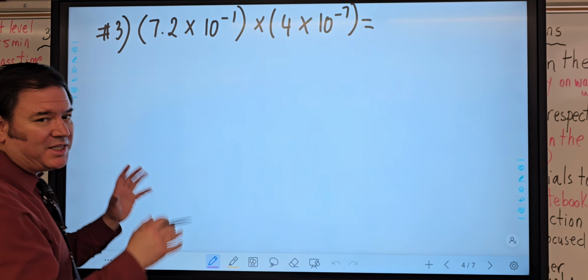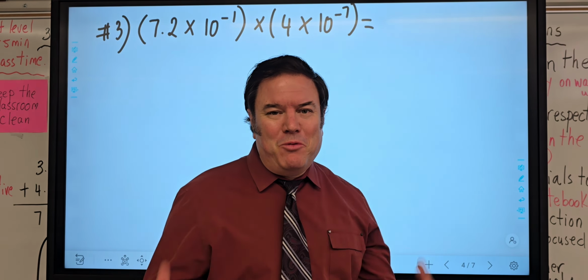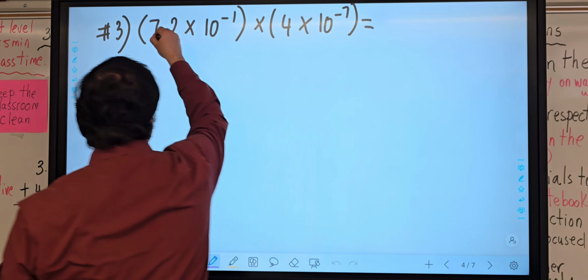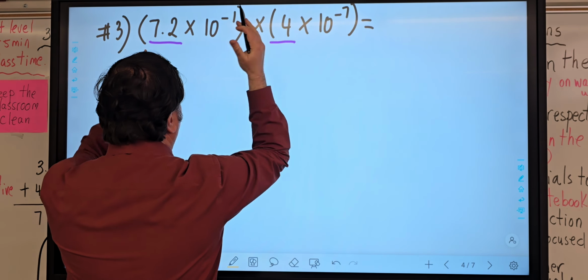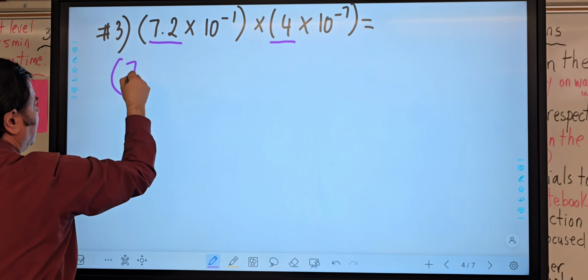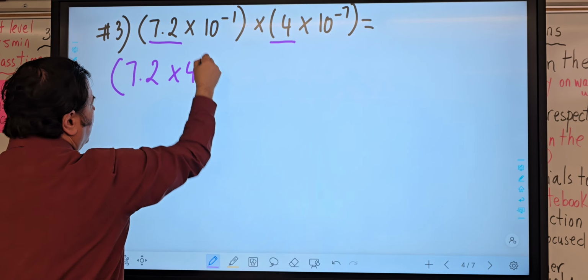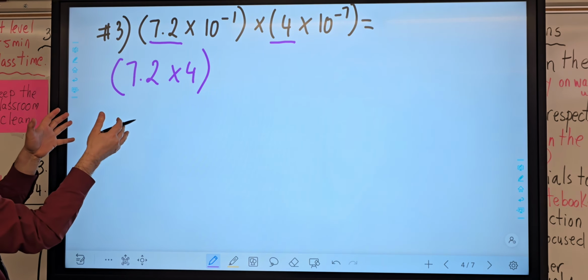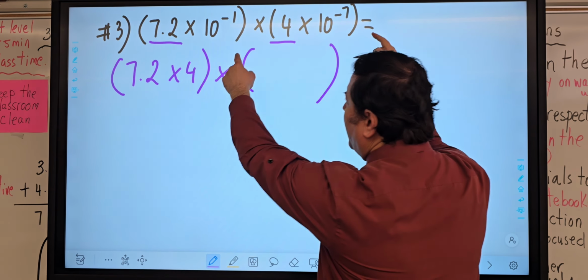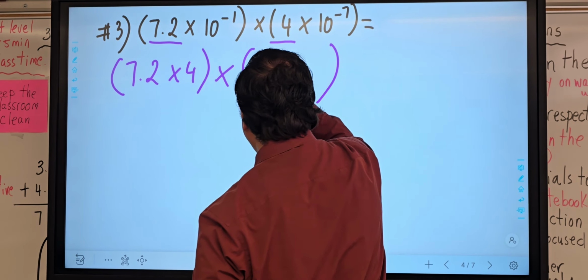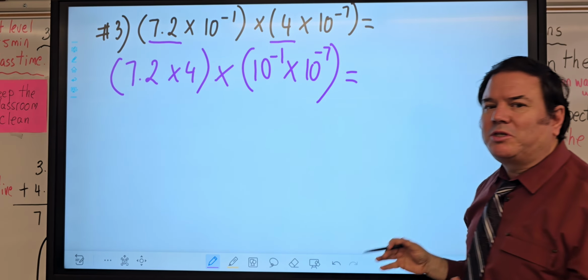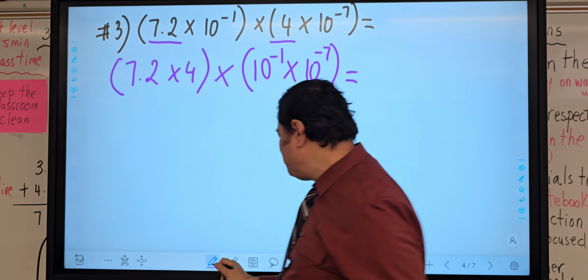And remember, with multiplication, since multiplication is commutative and associative, we can rearrange the parentheses. So let's regroup 7.2 and 4, the whole number and the decimal. Let's regroup these two together. So we have 7.2 times 4. We are going to put both of these in a parenthesis, and times, and let's regroup the exponents of 10 in another parenthesis. 10 to the negative 1 times 10 to the negative 7. So we can use some strategies in order for us to get the answer.